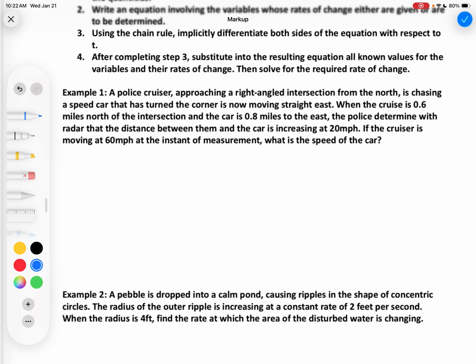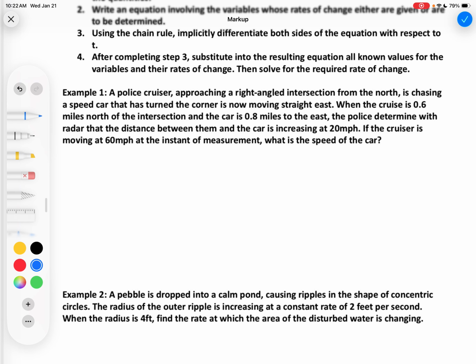A police cruiser approaching a right-angled intersection from the north is chasing a speeding car that has turned the corner and is now moving straight east. What in the world is happening? It's supposed to say the cruiser is 0.6 miles north of the intersection and the car is 0.8 miles to the east. The police determined with radar that the distance between them and the car is increasing at 20 miles per hour. If the cruiser is moving at 60 miles per hour at the instant of measurement, what is the speed of the car?